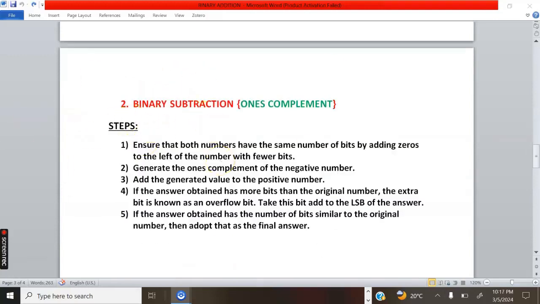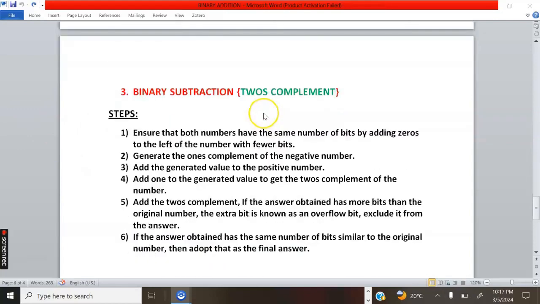So in the next part, we are going to look at binary subtraction. For this particular one, we are going to use the two's complement method. Step number one, you need to ensure that both numbers have the same number of bits by adding zeros to the left of the number with fewer bits, not the right. The bits are supposed to be the same. If the first number has 4 bits, the other number is also supposed to have 4 bits. So in case the number has fewer bits, you need to add zeros to the left-hand side.